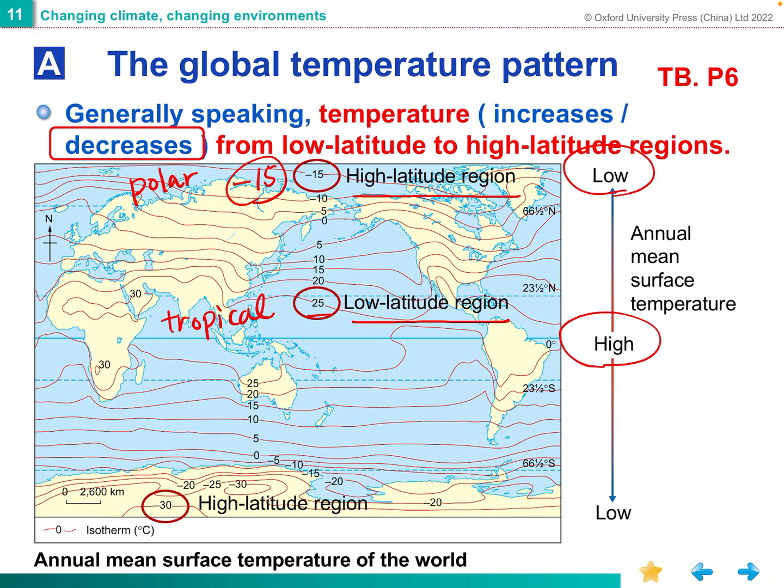So this is all about temperature. So 2 classes should have learned this part already. And then the last one, only 3A have learned about the rainfall. So 3A, please be patient. I know that you have learned this part about rainfall, but the other 2 classes haven't learned it.